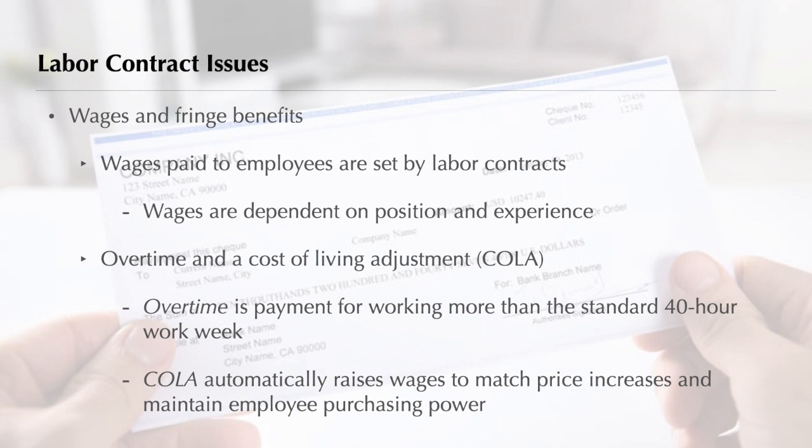The labor contract also outlines the policy for paying overtime to tour employees working more than the standard 40-hour work week. In addition, the contract includes a cost of living adjustment, or COLA. A COLA automatically raises employee wages to match widespread price increases, allowing workers to maintain their purchasing power.